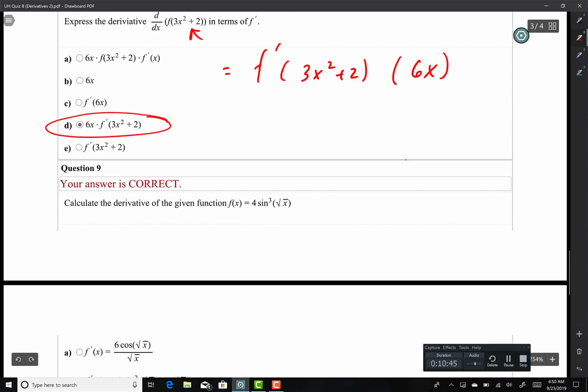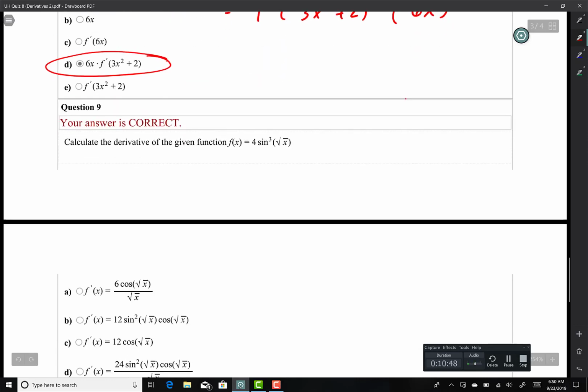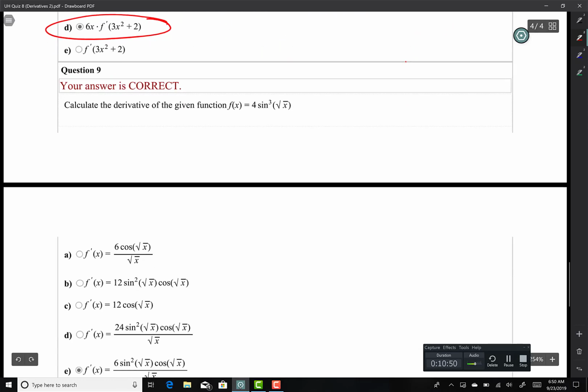Let's continue. Question 9. Calculate the derivative of the given function. It looks pretty straightforward, guys. It looks like just good old-fashioned chain rule. So I'm going to rewrite this question. Notice that it's a sine that is being cubed. So you're going to write it like this: sine of square root of x, to the third power.